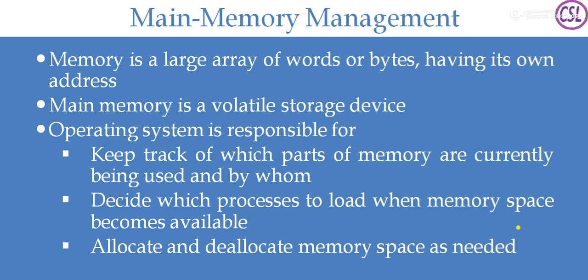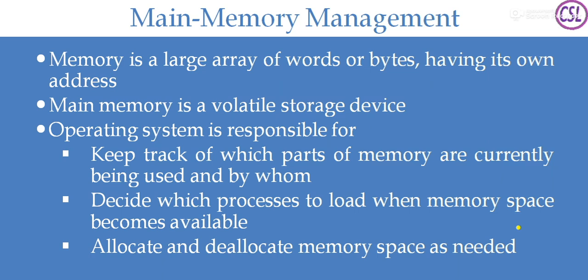Suppose a process is coming for execution, it needs some memory. Now the operating system checks whether the memory is available in the RAM or not. If it is available, the operating system loads the process to the memory. That means it allocates. Once the process execution is over, it simply removes the memory allocated to the process. That is called deallocation.